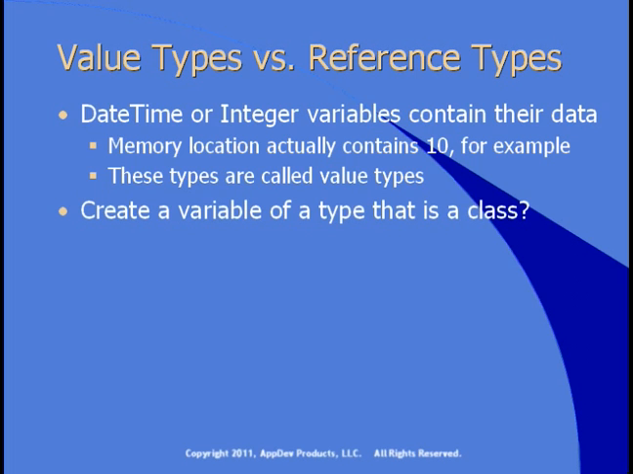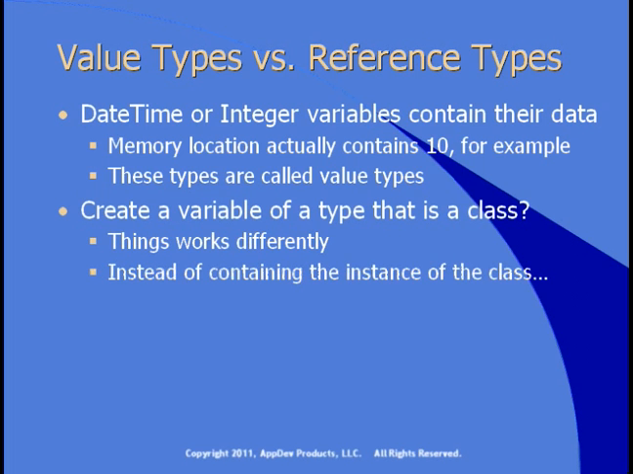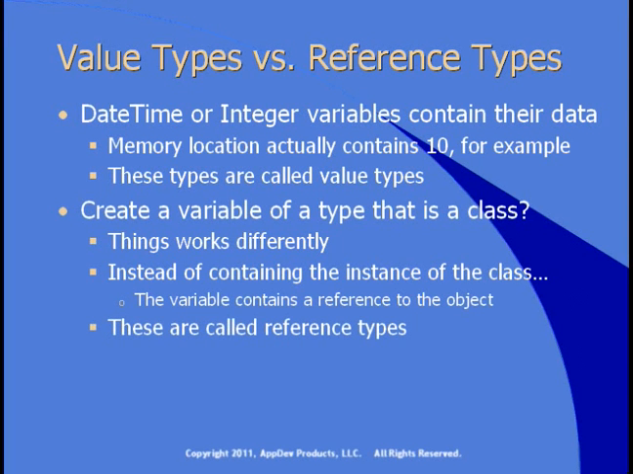If you create a variable of a type that is a class, as we did earlier with the Customer2 class, for example, things work differently. Instead of containing the instance of the class, that is, the variable you create doesn't actually contain an instance of the class, that variable contains a reference to the object. These are called reference types.